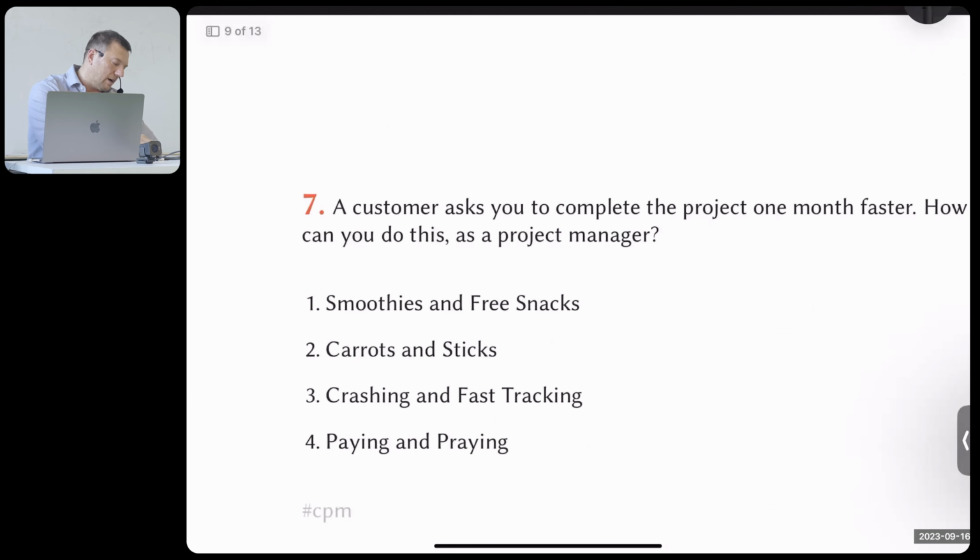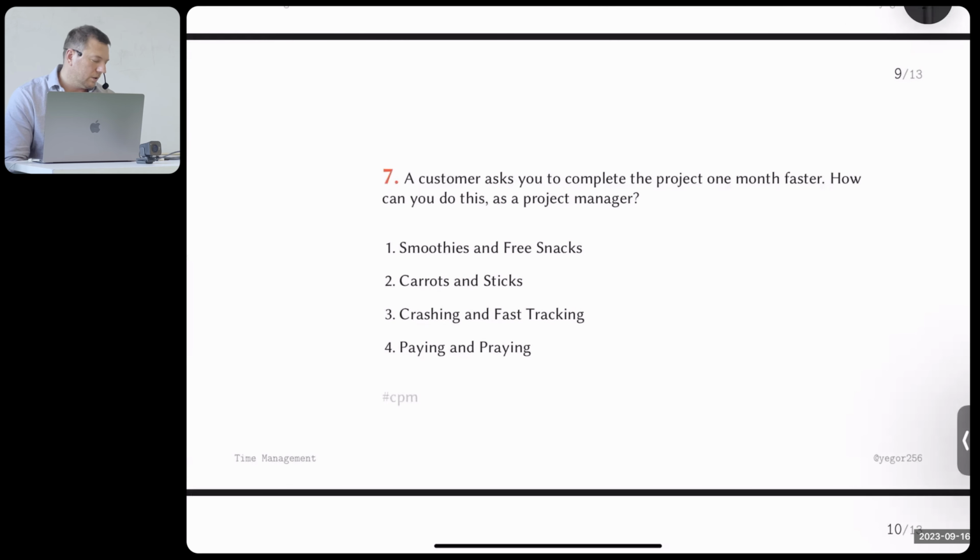Question number 7. A customer asks you to complete the project 1 month faster. How can you do this as a project manager? Option number 1, well, the right answer is, you probably know, right? Which one? 4, 3, 2? Okay, interesting. The right answer is 3, crashing and fast tracking. I will explain to you what it is.